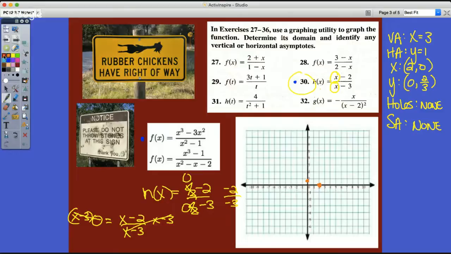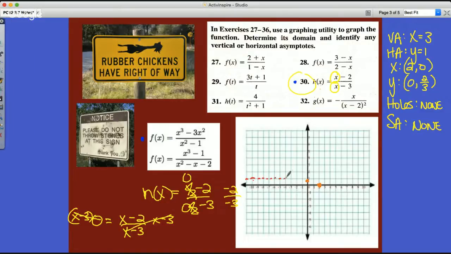And our horizontal asymptote is going to be y equals 1, right above that y-intercept. And x equals 3 should be right here. Remember, we're going to stay in that spot. So this should go here. It's going to connect the dots. But remember, it's approaching it, but it's not going to cross. So it should go somewhere down there. I know it's not perfect, but you get the idea.